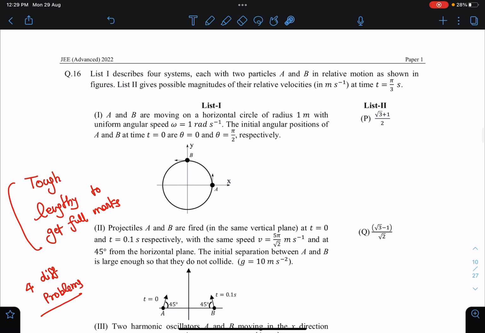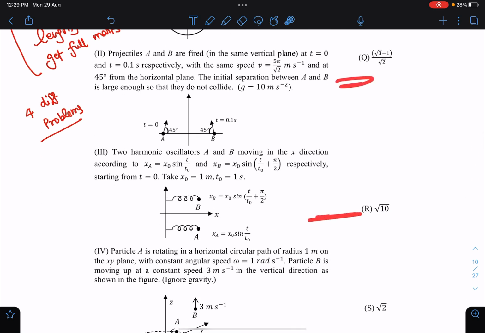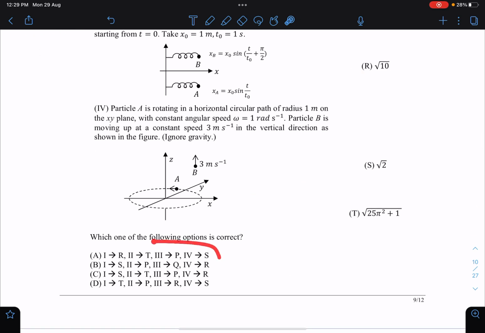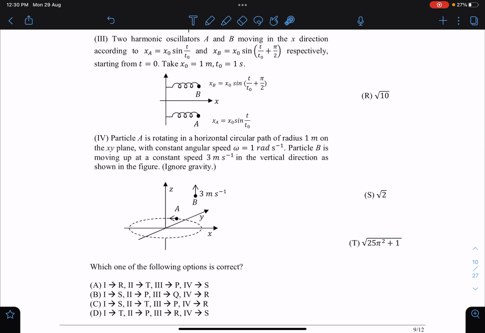Now this is where the nightmare starts, like question number 16. You can see each one is a different problem. This is what makes it a very tough paper in my opinion. However, some smart chaps would have figured out what all answers are matching. So if you see here RST, second is TPTP, and here you can see PPQR, and here you can see SRSS. So going with the 4th option and going with the second option would have allowed you to eliminate the options. Here you can see 4th part.